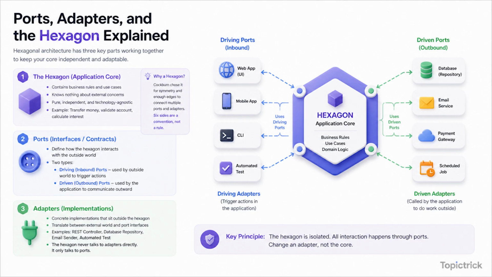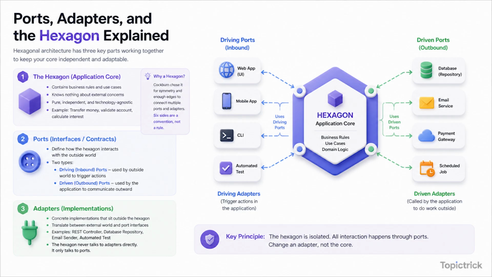Now, a quick note about the shape itself. Alistair Cockburn chose the hexagon not because there are exactly 6 parts to the concept. He chose it because every other architecture diagram used squares, and he wanted a shape that was symmetrical and had enough edges to represent multiple ports and adapters around the outside. The 6 sides are simply a design convention, not a rule.